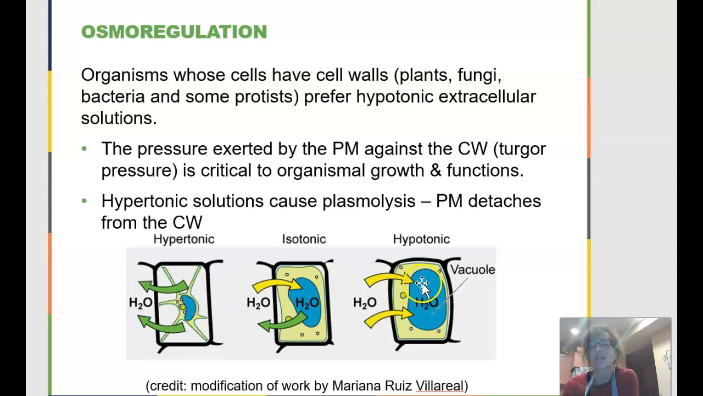In a hypotonic solution, meaning we're putting this cell in water that is a lot of just water, look what happens.